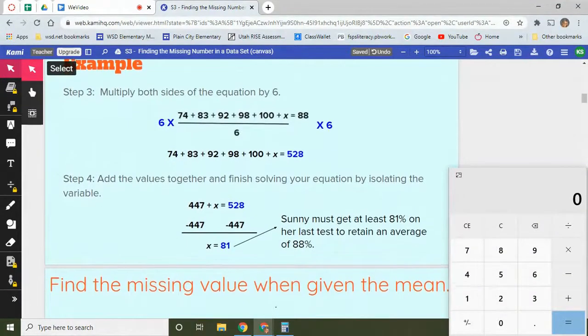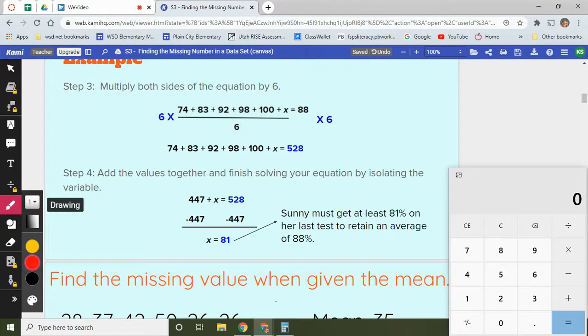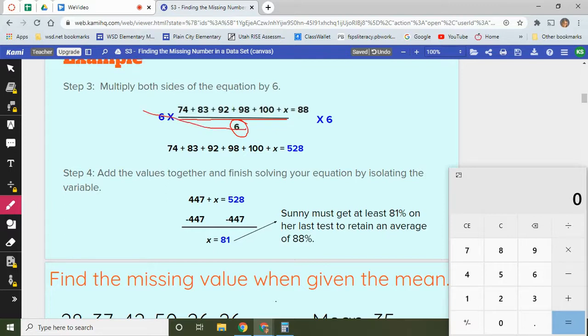Okay, so to continue on, once we have that written down, we solve the equation. So we first think, well, I've got to get rid of the divide by 6, right? Because we want X by itself. And right now we have this divide by 6. So how do we get rid of it? We multiply by 6 because those are inverses and they cancel. But if we do it to one side, we have to do it to the other. So 88 times 6 gets us this 528.